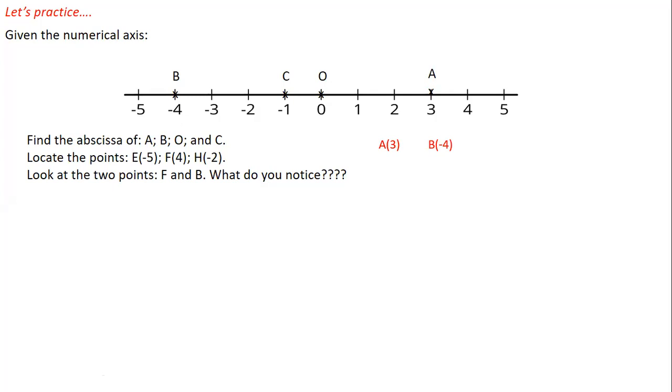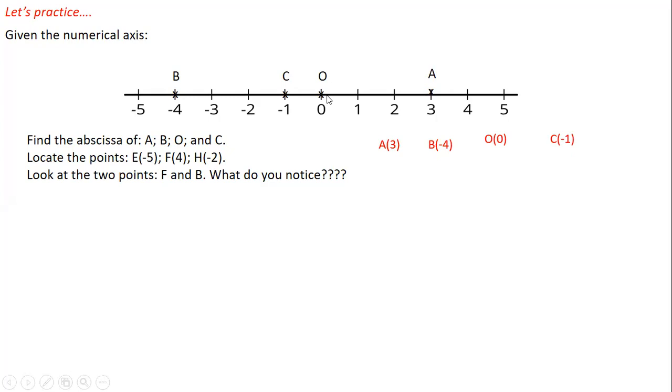Where is O located? On 0. So O has an abscissa 0. Yes, thank you. Where is C located? C is located on -1. So C has an abscissa -1. It's very important to know how we write the abscissa between parentheses. This is very important. Now we should locate the points E at -5.